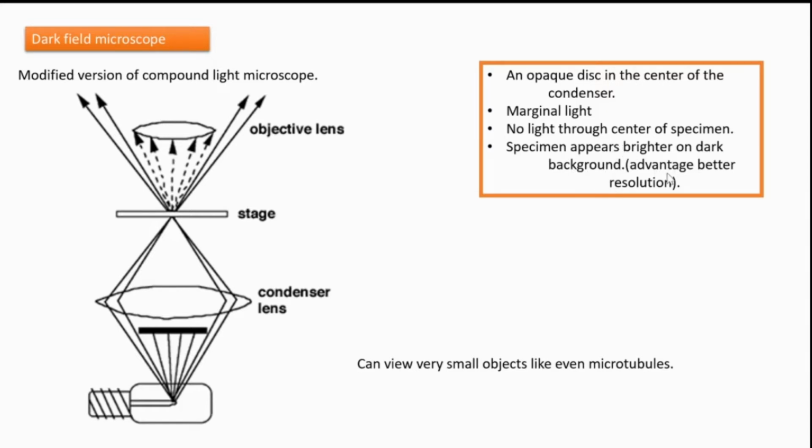What is the important advantage of dark field microscopy over our common compound light microscope? It has better resolution. Using this dark field microscope, we can see very small objects like microtubules. Even microtubules we can observe and view using this dark field microscope.